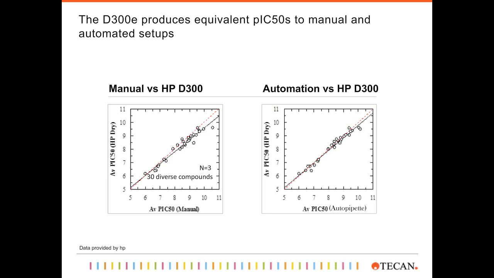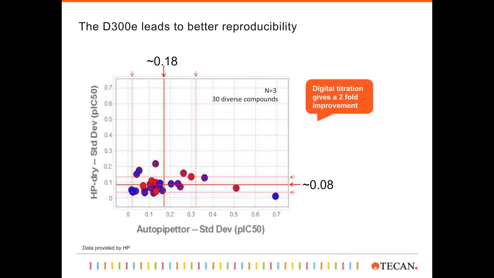However, here is the plot of that same result as you've seen previously, but now just the standard deviations plotted. On the right side, you see plotted the standard deviations of the autopipetter, and on the upward axis, you see the standard deviations that you achieve with the D300e. So the median standard deviation we get with an autopipetter is around 0.18, whereas with the D300e we can get a twofold improvement in standard deviation. So that means we have a better reproducibility and a better data quality.